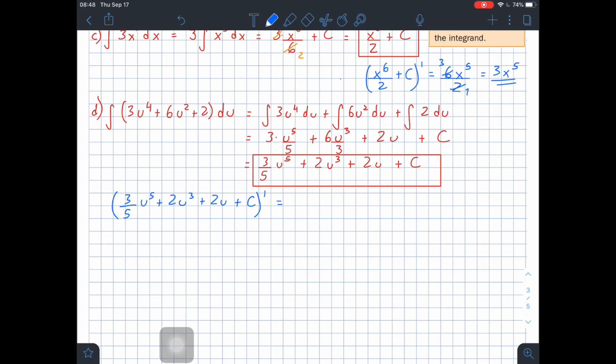So we apply derivatives, right? We take the exponent down and decrease the exponent by 1. So this would be 3 times 5u fourth, and all of this is being divided by 5, plus the derivative of this would be 2 times 3u squared, right? And finally, the derivative of 2u is just 2.